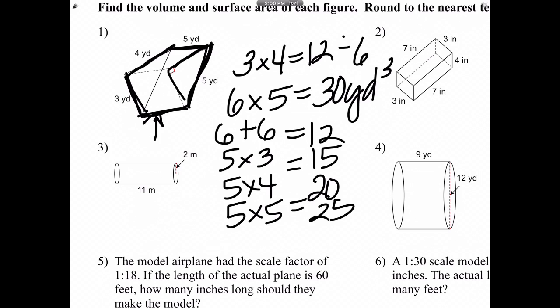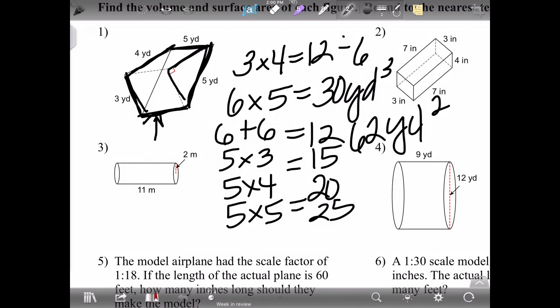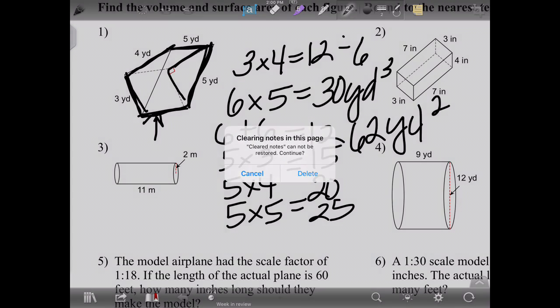What I got was 62 square yards. Okay, so that's how you would do a triangular prism for both the surface area and the volume.